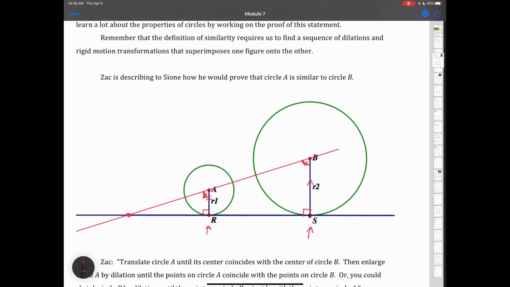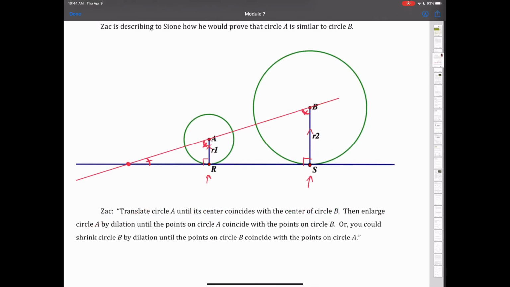And then if two angles in a triangle are the same, then the third angle must also be the same. So we have triangle similarity as well, which means the radii are similar to one another. And if the radii are similar to one another, then the entire circle is similar.